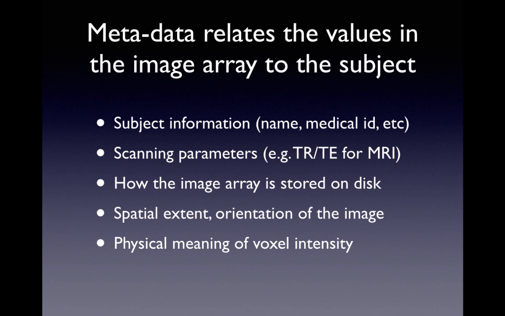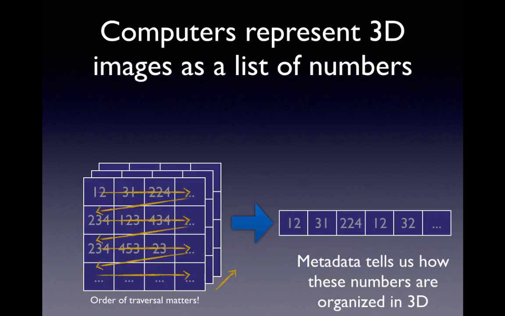And also, in some imaging modalities, voxel intensity might have some kind of a physical meaning. So for example, in CT, Hounsfield units. So that information can also be encoded in the metadata. So we'll go through a couple of these pieces of metadata in more detail.